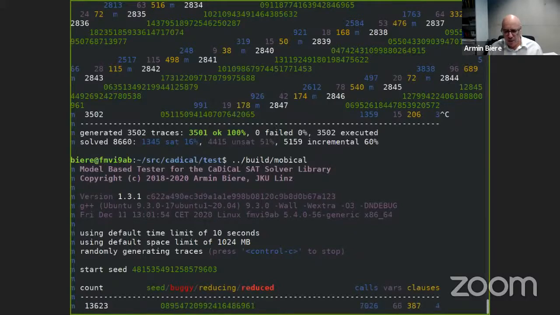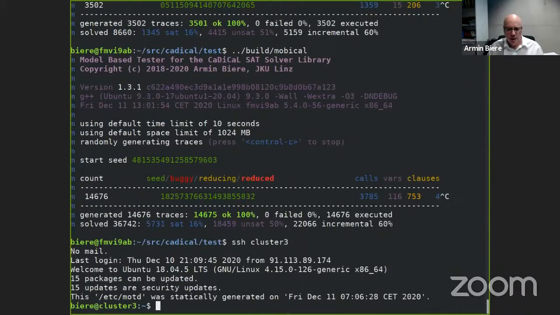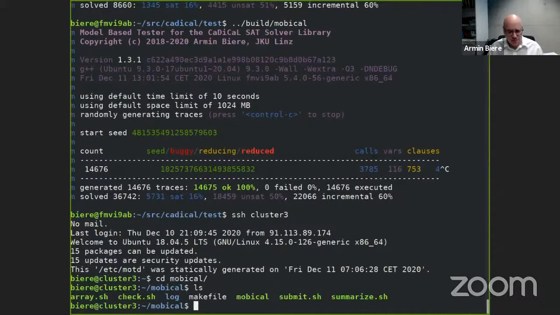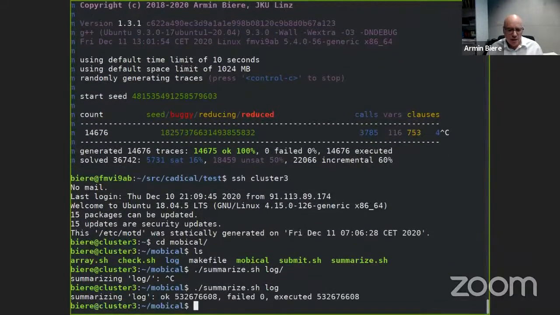So I need to plant a bug now. But before I show you this, I want to show you how I usually do this on the cluster. I have here on the cluster 500 cores, and I can run in an hour roughly this number of test cases. So 500 million, half a billion test cases in an hour with this setup.